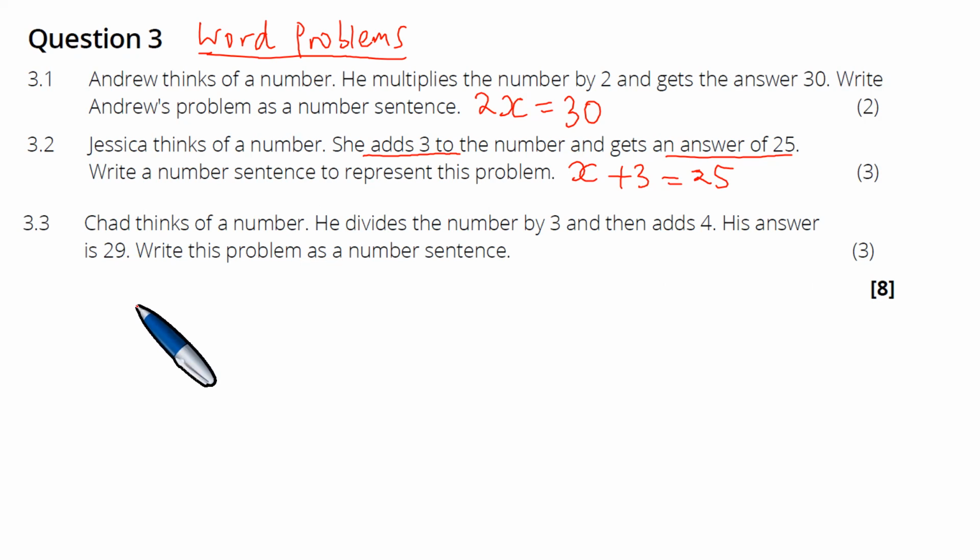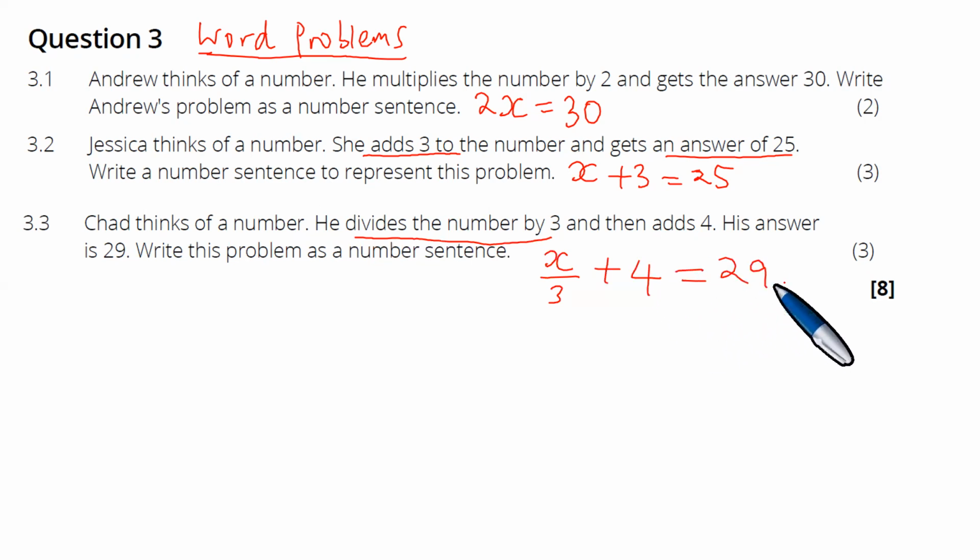So what do you think of this one? Is it x divided by 3? It is x divided by 3 because Chad divides the number by 3. So it is x divided by 3 and then he adds what? Chad adds 4, and the answer is 29. Write this problem as a number sentence, and we just have got it. Because we've got it, we say Eureka.